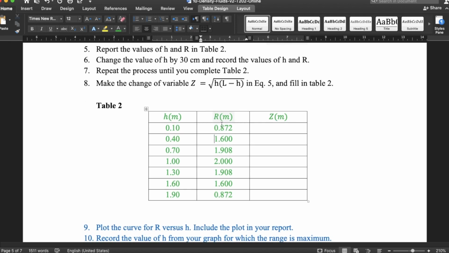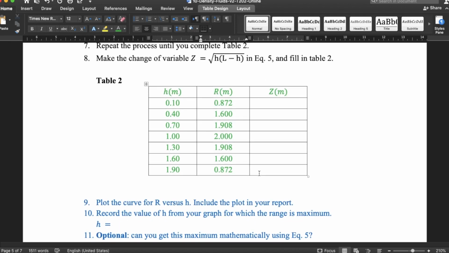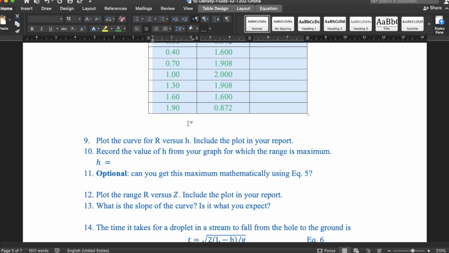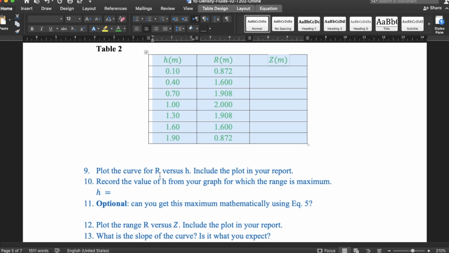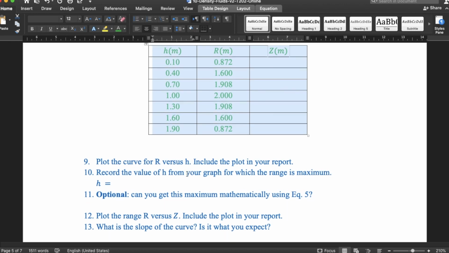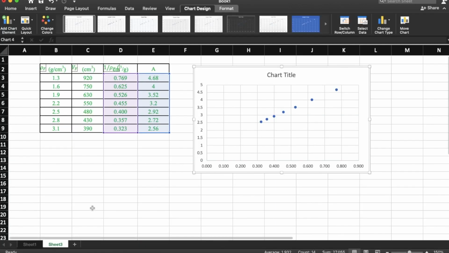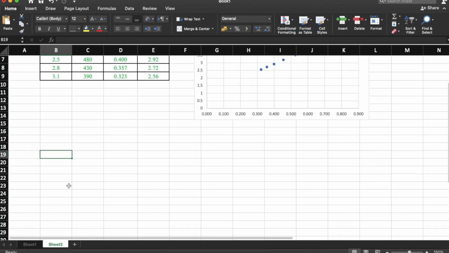Take a measurement of the range. Then this z is simply defined as the square root of h times (L minus h), where L is 2 meters. So copy this table, and we will make in this part two plots. The first plot is r versus h, and the second one is r versus z. So go here and paste.